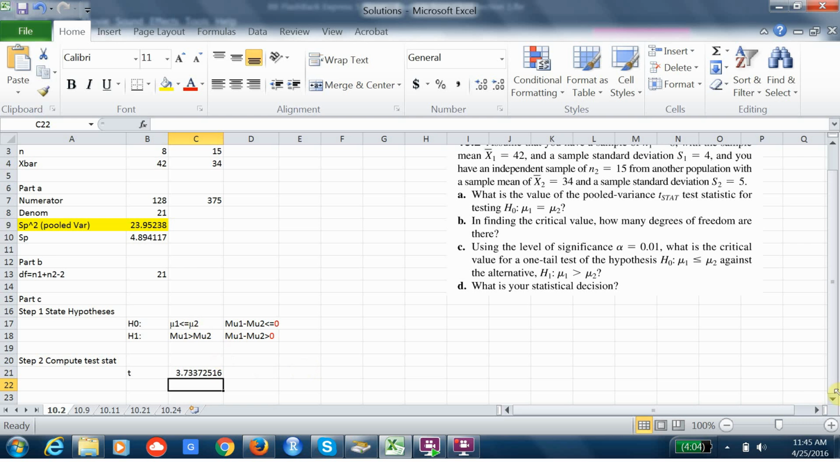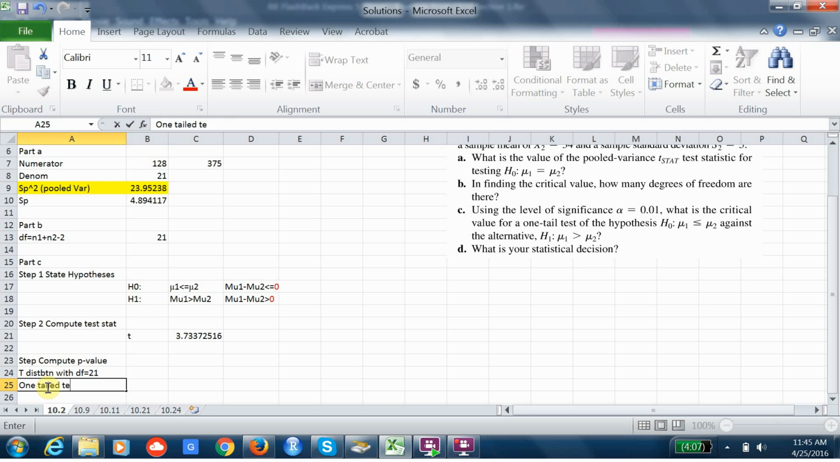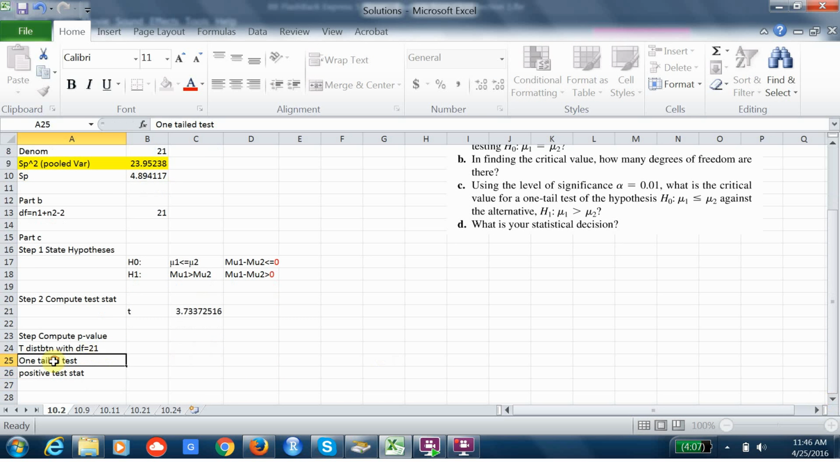And we know that's a pretty big test statistic even for a t-score. Okay, now we're going to compute the p-value. We have to be careful here for a couple of reasons. First of all, we're using a t-distribution with 21 degrees of freedom. We're also doing a one-tail test, and we also have a positive test statistic. All of these things are relevant. So what this means is I'm going to find just the percentile, and I'm not going to multiply it by 2 because I have a one-tail test. I'm going to calculate the upper percentile.